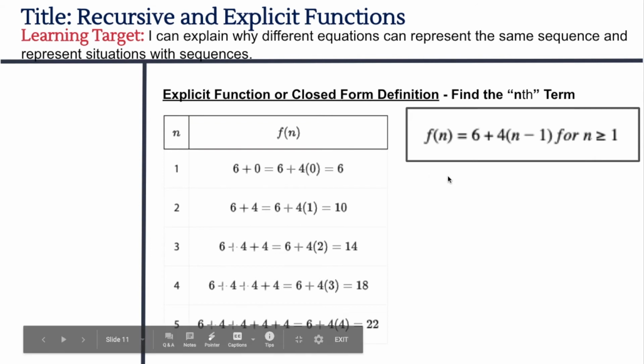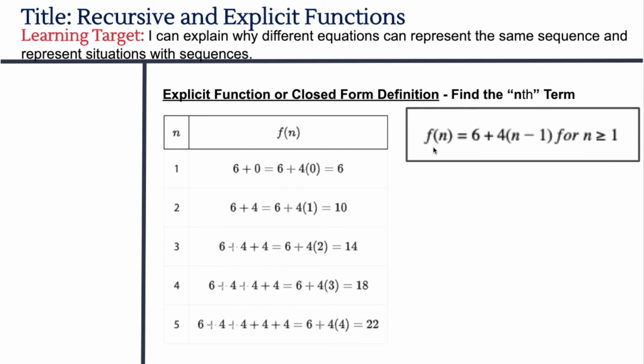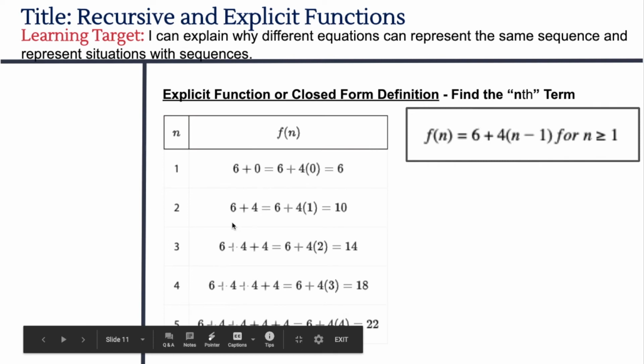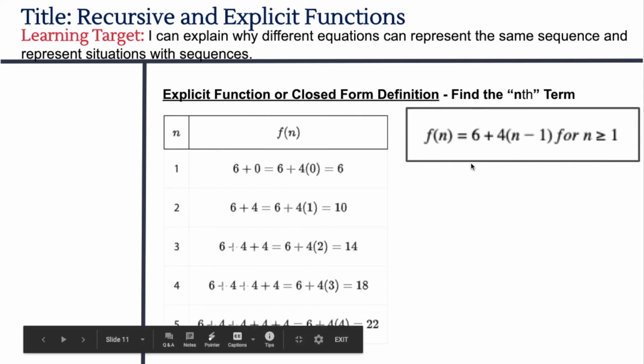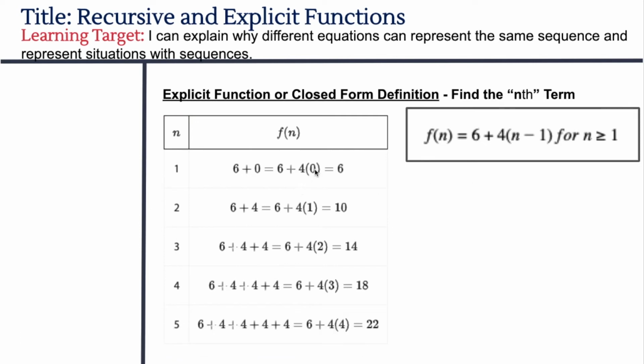Okay, so here's my explicit function. My function is equal to, well, that starting 6. Notice the 6 shows up in every one of these patterns. So there's my 6 plus, well, I got my 4. Notice my 4 is right there, and it's being multiplied by a number. Now, if we want to remember what number it is, well, look at this. 0 is 1 less than 1. 1 is 1 less than 2. 2 is 1 less than 3. So the number I'm multiplying by is always 1 less than n, right? So if I do n minus 1, that gives me my number.